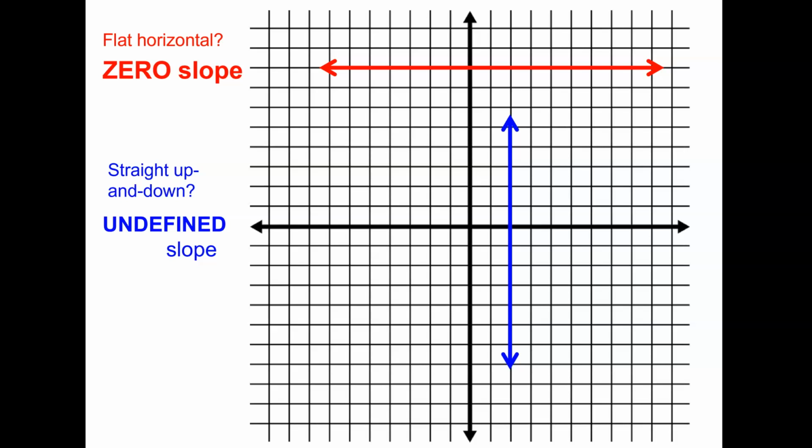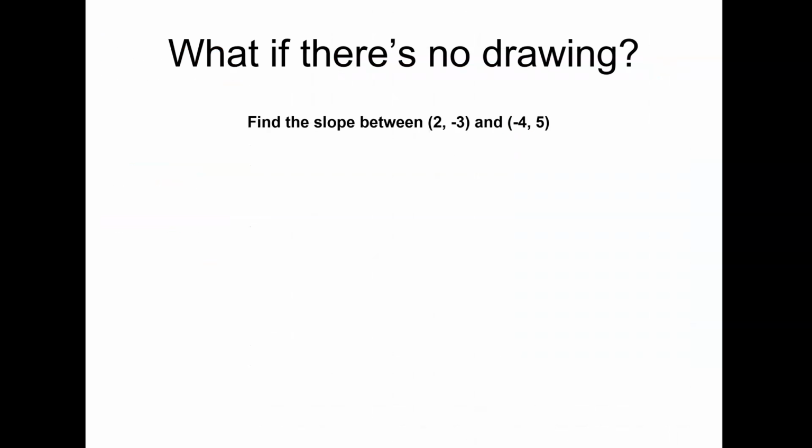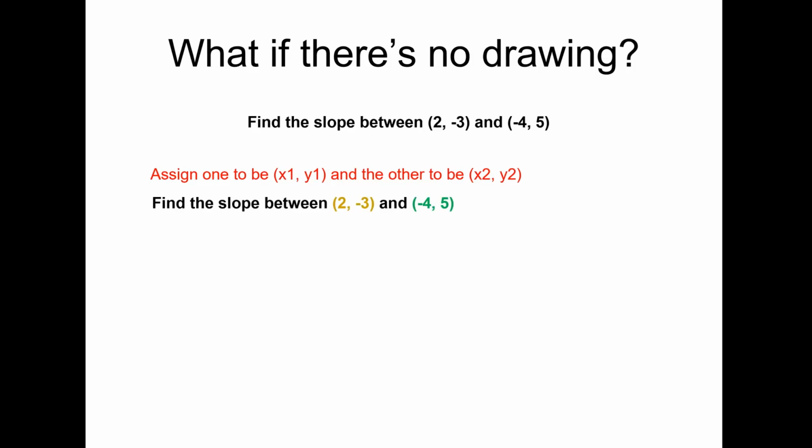Now, every example we've done so far involves a drawing. But what if you don't have a drawing? What if you are simply given the question, find the slope between 2, negative 3, and negative 4, positive 5? The trick is to assign one of those pairs to be your x1, y1, and the other to be your x2, y2, and then fill in the positions in the formula. Let's turn them green and orange, like we've been doing in our examples, and then pull up our formula and fill in the blanks. y2, the green y-coordinate, is going to be 5.